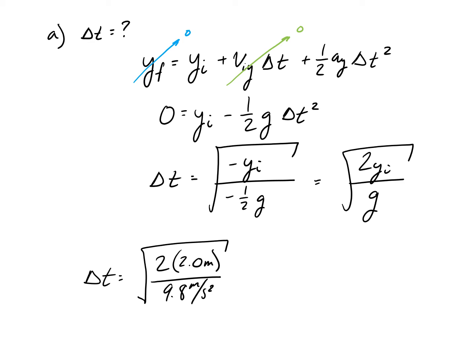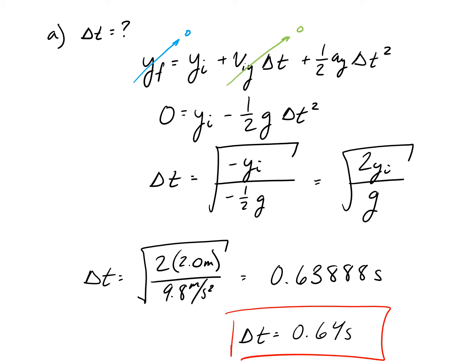When I plugged this in, I got 0.63888 seconds, rounding to the correct number of significant digits, which in this case is 2. I'm going to have 0.64 seconds. So in part A, I've used the y direction to solve for the amount of time the ball is in the air after being kicked off of this box.